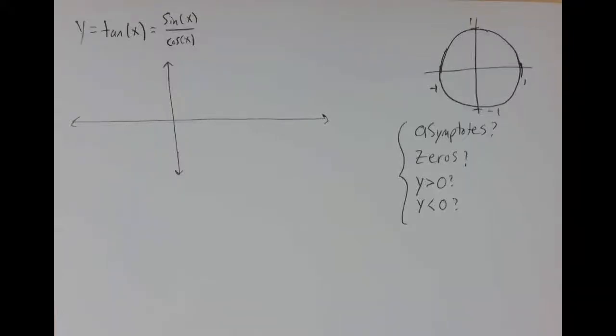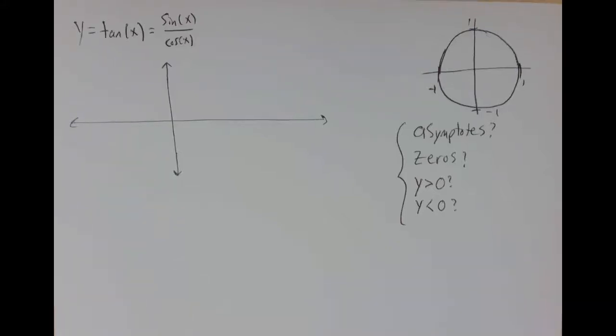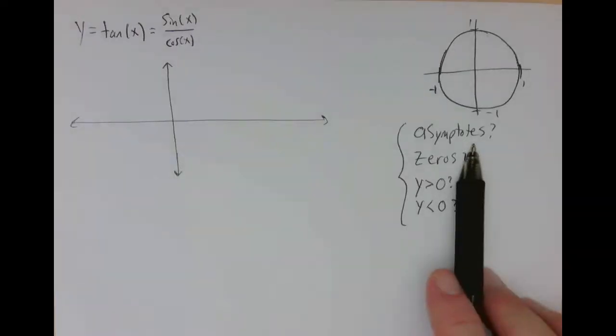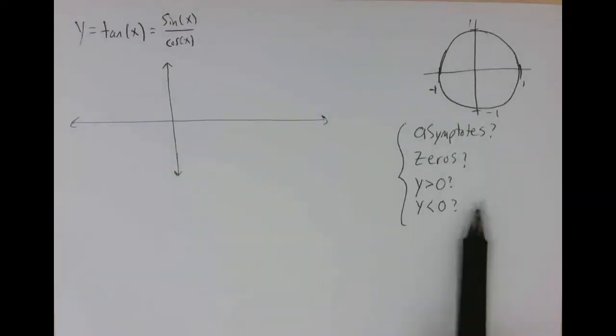Sometimes you just need to know what a graph looks like for a parent function. So this video is about how to quickly reconstruct some parent graphs. Tangent and cotangent are a bunch of kind of S shapes. In order to reconstruct the details, you should think about where are their asymptotes, where are their zeros, and where is y positive and negative.